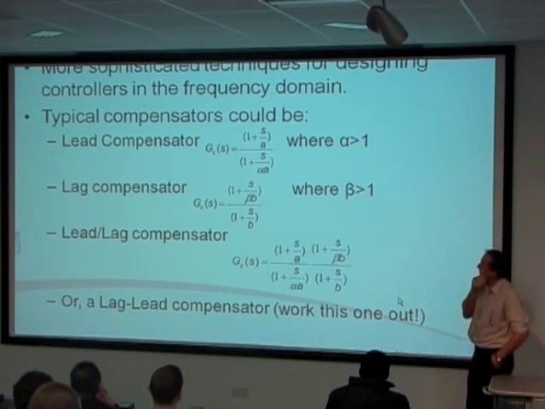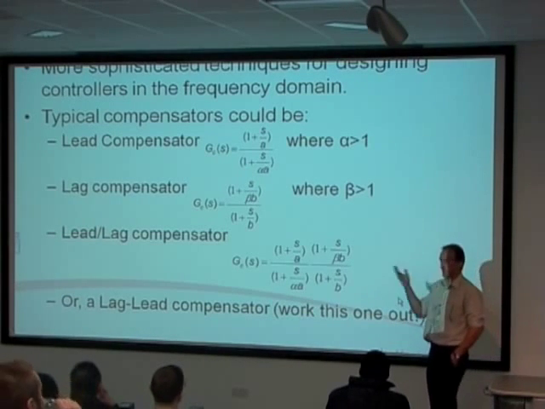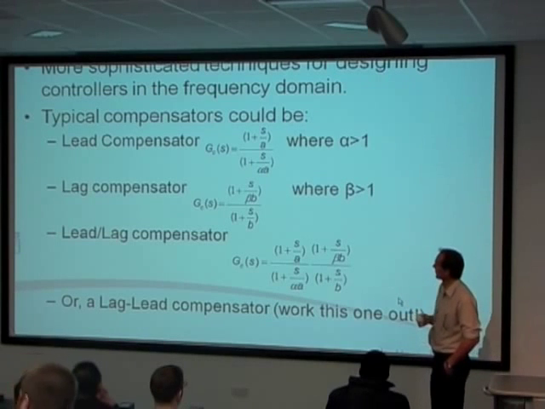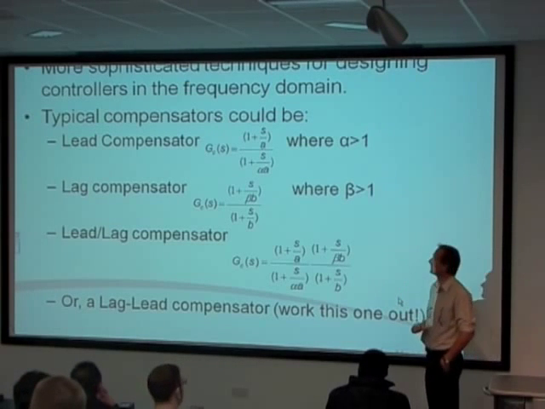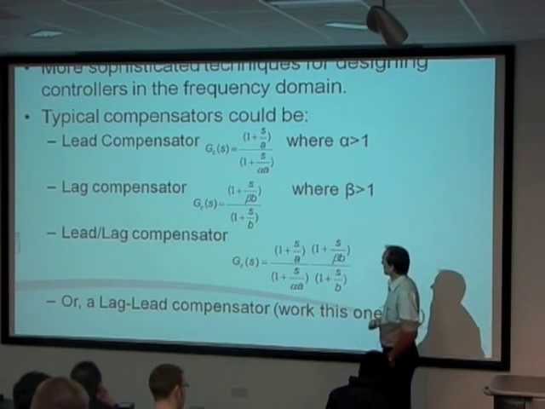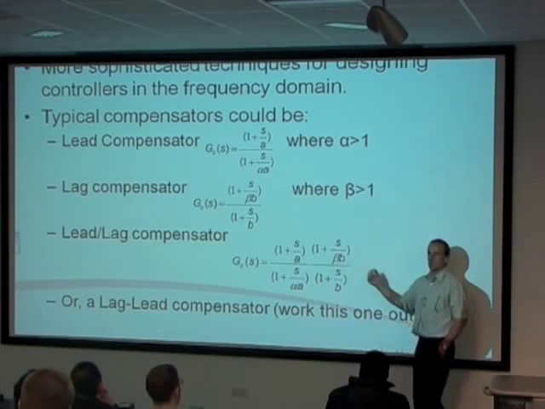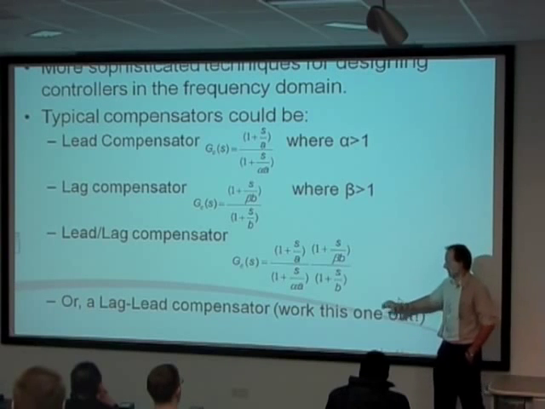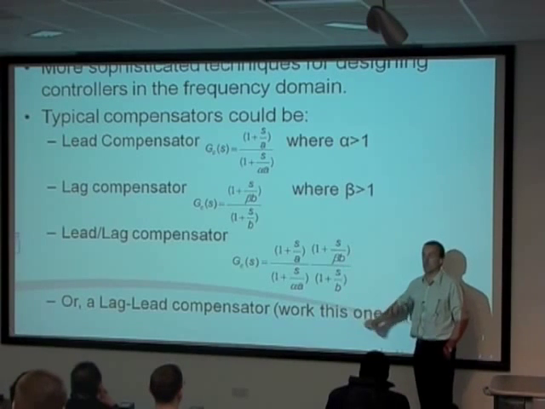Okay, and I'm going to talk about four different sorts, really, and then pick one as an example and work through with that. And these are typical compensators. The first one is a lead compensator. The second is a lag compensator. And then you've got a lead lag, which is a combination of the two, and a lag lead, which is also a combination of the two that you can figure out for yourself.